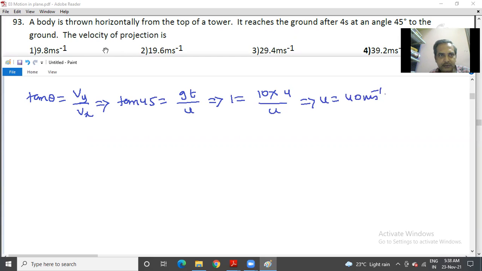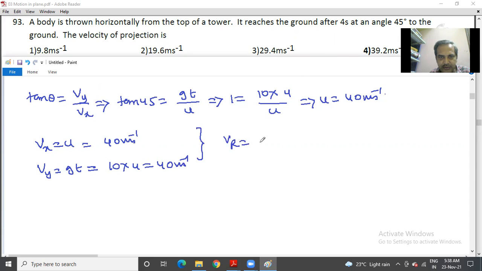Making use of this, we have to find out the velocity of projection, right? So let me write Vx equal to u, and Vy is equal to gt. So this step is enough. Vx is equal to u, 40 meters per second. So they are not asking us to find out the resultant velocity. If you are interested, you can also find out the resultant velocity. So g is 10 and time of descent is 4 seconds. Vy will also be 40 meter per second. So from these two, you can find out even the resultant also, root of Vx square plus Vy square.